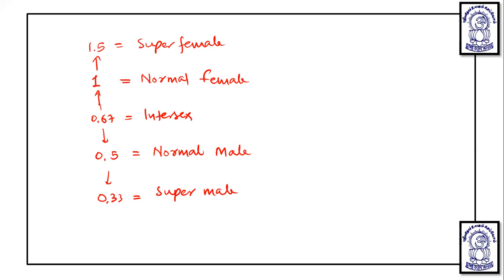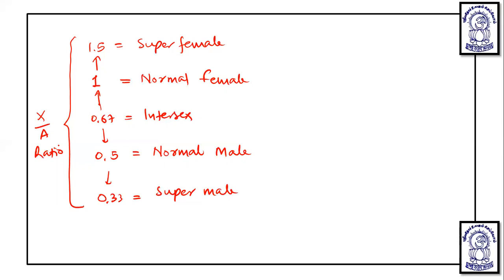Such expression of the X by A ratio can be seen according to the Bridges genic balance theory, which is explained specifically for Drosophila. It shows this condition where they explained that the Y chromosome has no role in this type of sex determination.